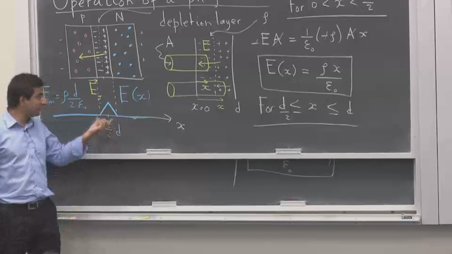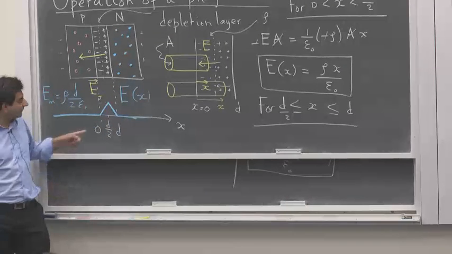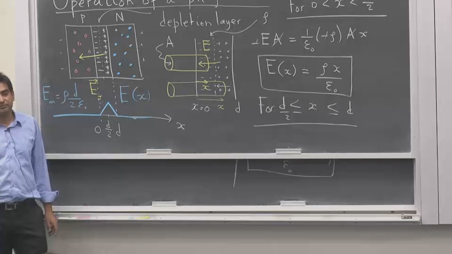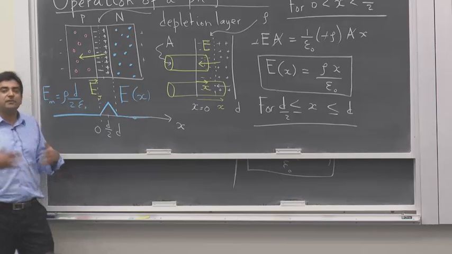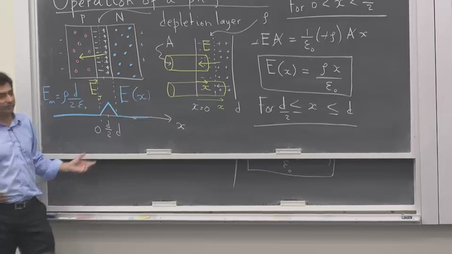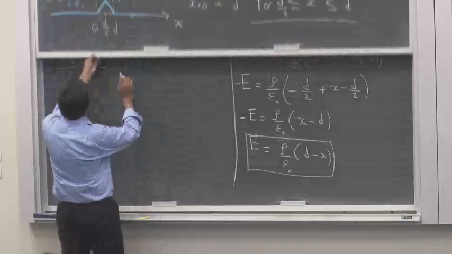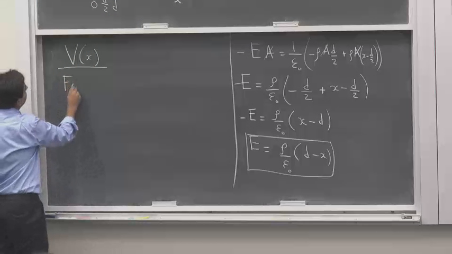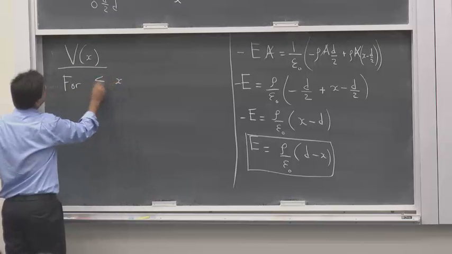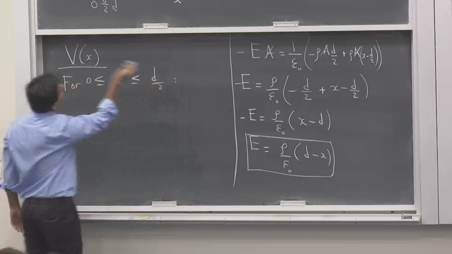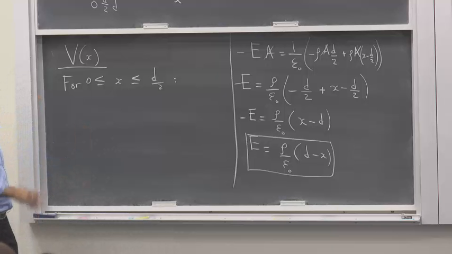But the potential would indeed change inside the depletion region because the electric field is non-constant. The potential will be the integral of this electric field. So if this is linear, the potential has to be parabolic. All right? So let's do a calculation to find out what the potential is. For x greater than 0 and less than d by 2, that is, we are inside the left half of the depletion region towards the p side.